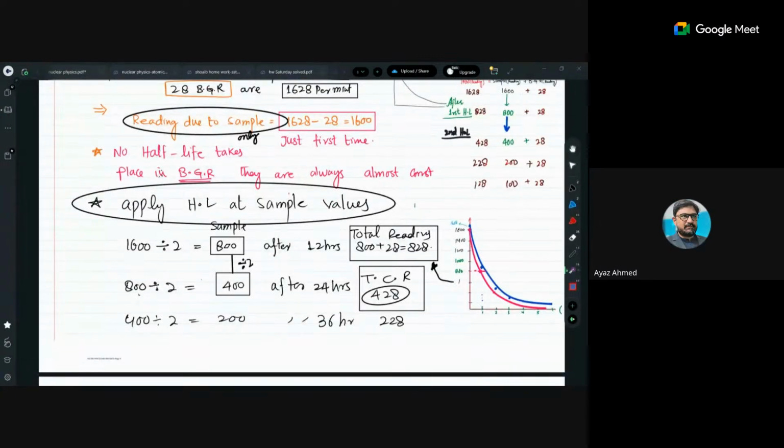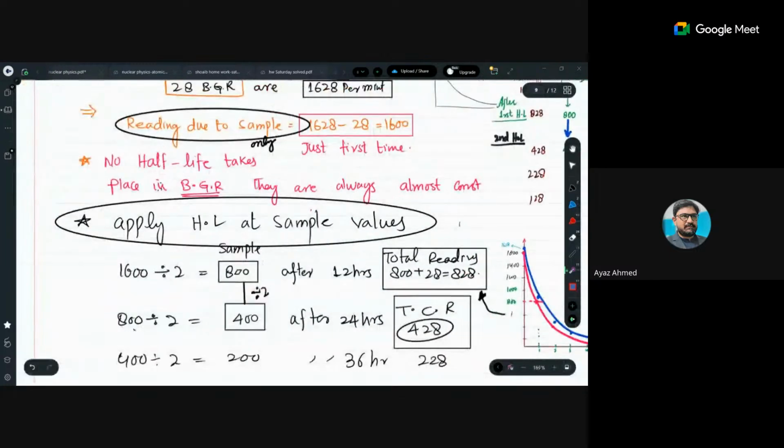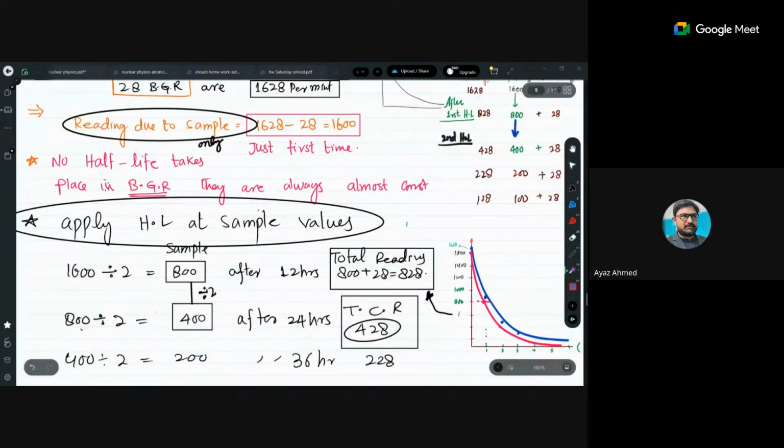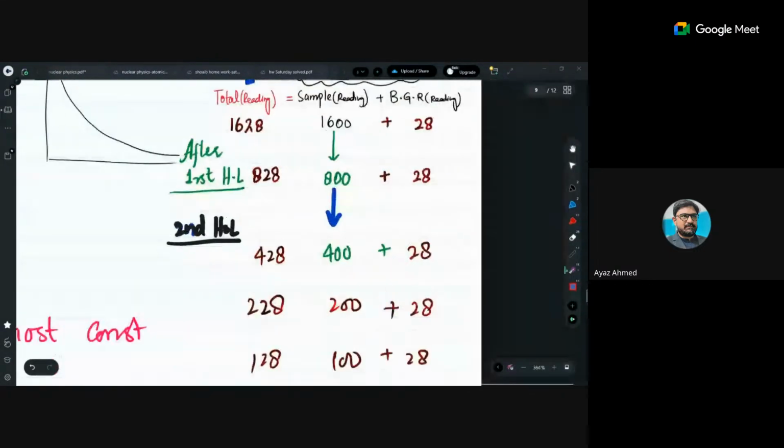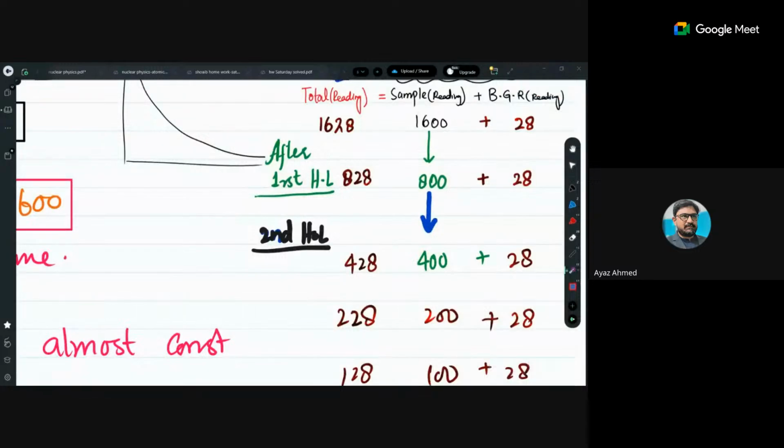Okay. Now, how to apply half-life? सबसे बड़ा problem यहाँ पे आता है कि when you are going to apply half-life on such a situation where you are having some background radiations. देखो, पहली बात तो मुझे आप ये बताइए कि is it possible कि background radiations will have a half-life? I don't think so. I mean, they're so minimum.